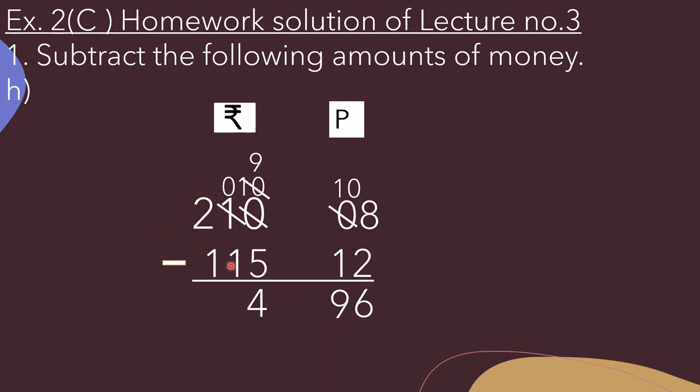0 minus 1, again not possible, so we will take borrow. This 0 will become 10 and this 2 will become 1. So 10 minus 1 is equal to 9 and 1 minus 1 is equal to 0. So what is the answer? That is 94 rupees 96 paise. So here we will write rupees 94.96. Okay. Thank you.